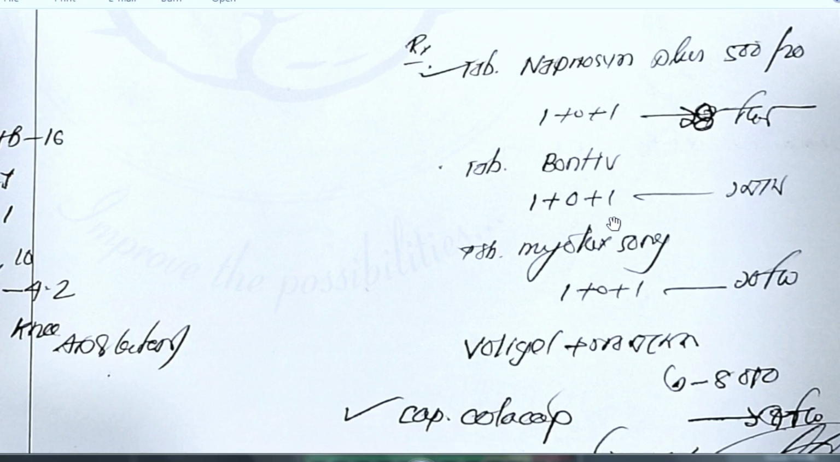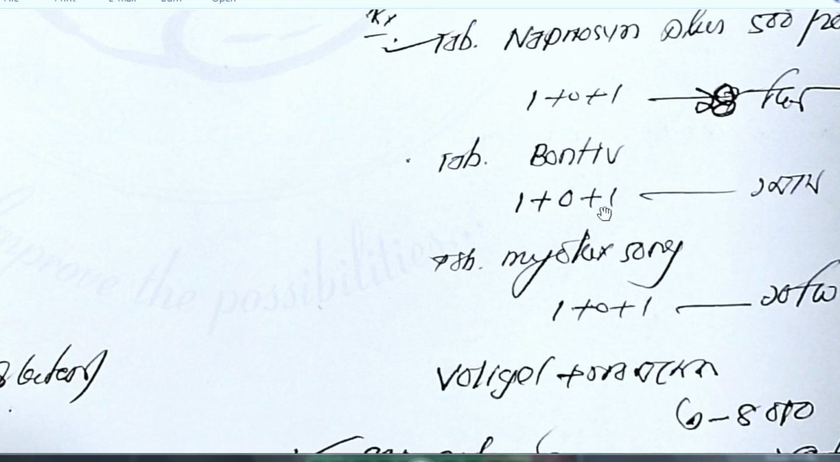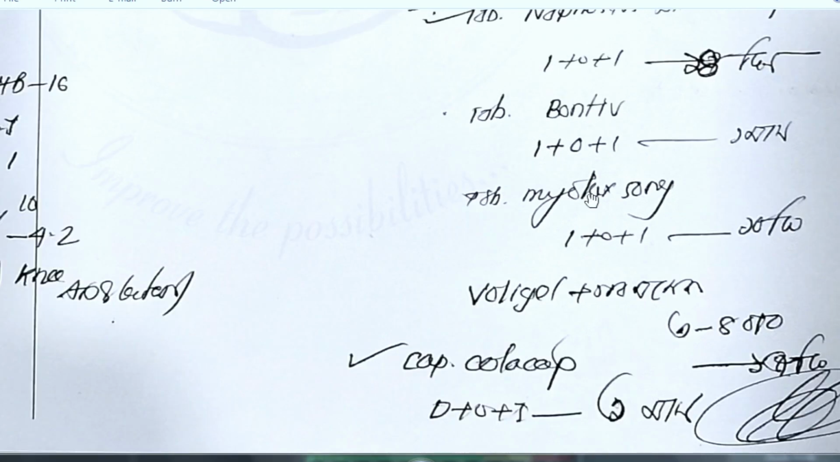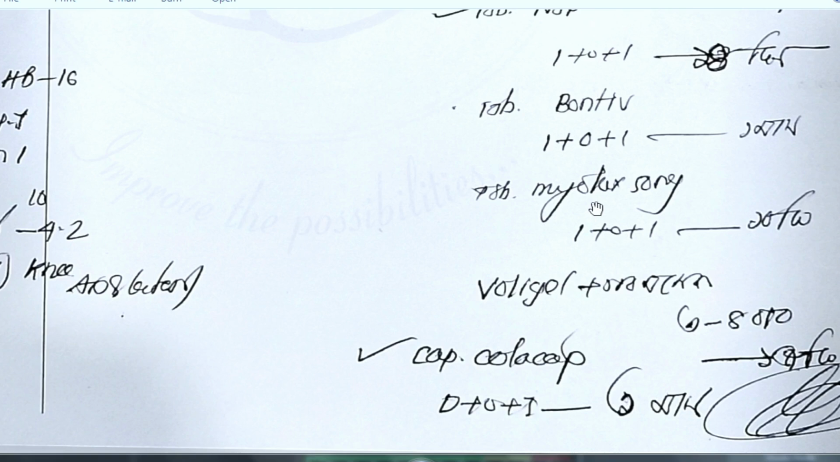Number 2, Bontif tablet. Its duration is 1 month. Its dose is 1 tablet in the morning and 1 tablet at night. This medicine is commonly prescribed for osteoarthritis and rheumatoid arthritis. Its active ingredients are glucosamine 750 mg and diacerein 50 mg. It is manufactured by Healthcare Pharmaceuticals.